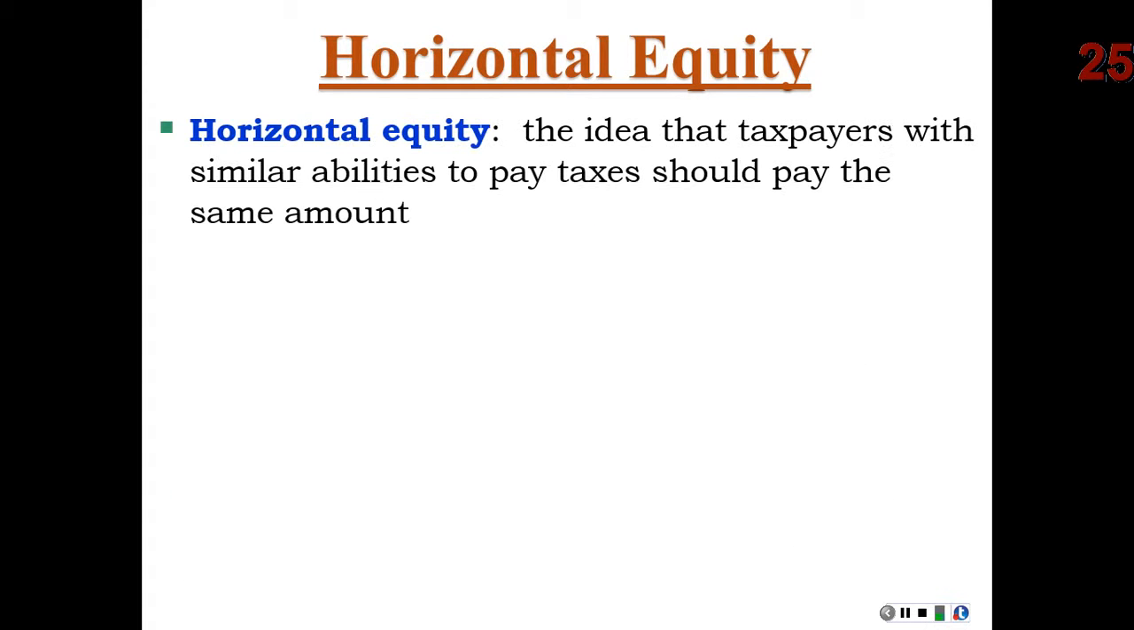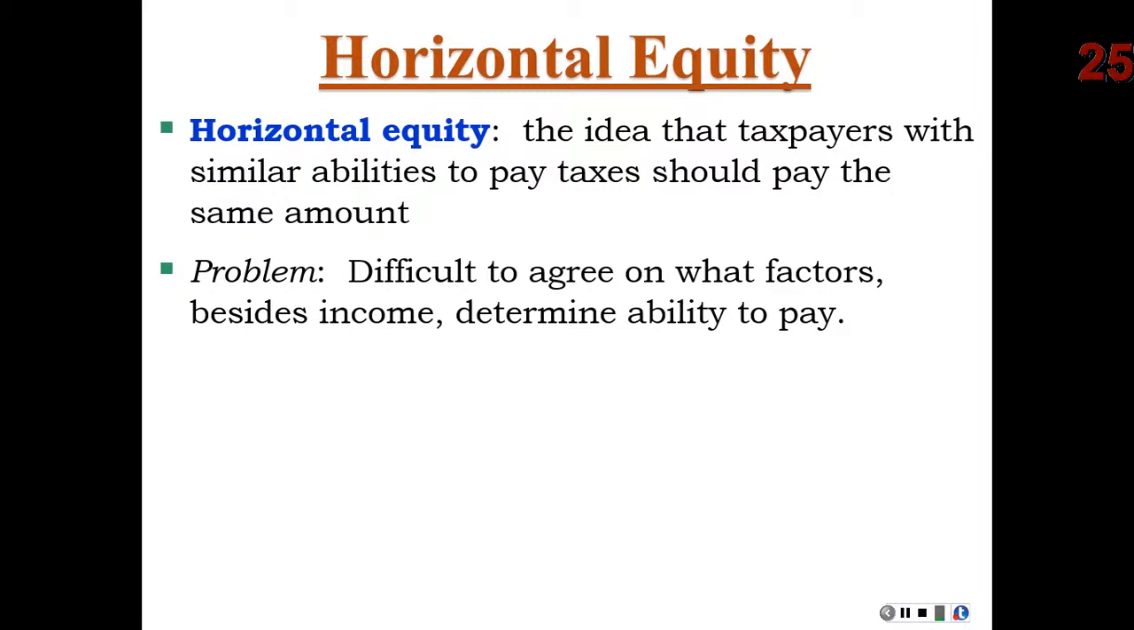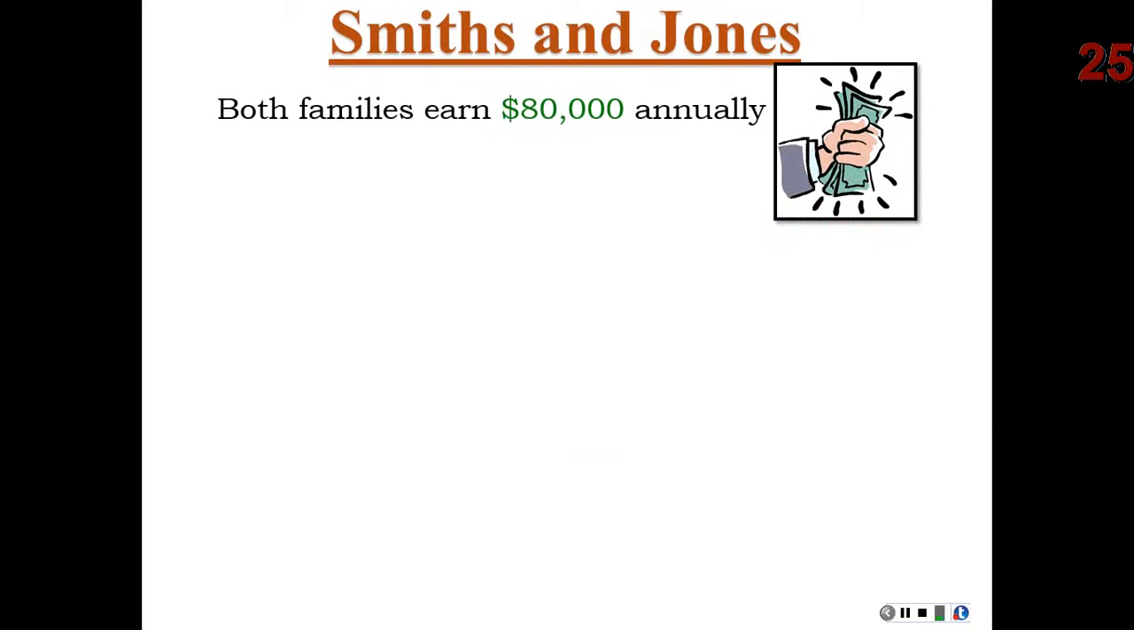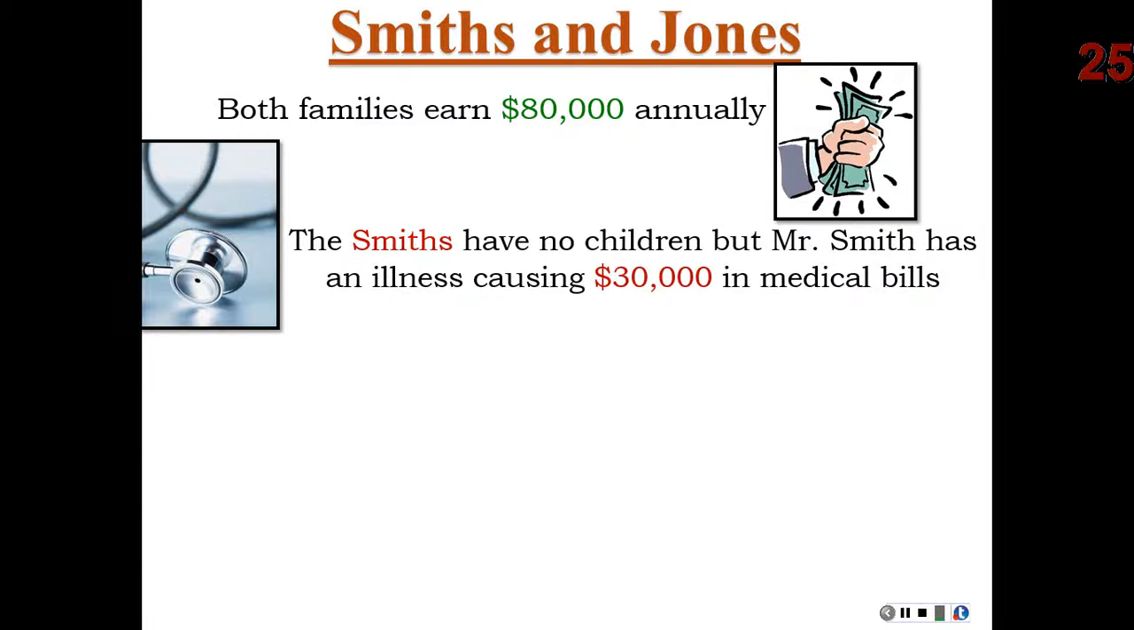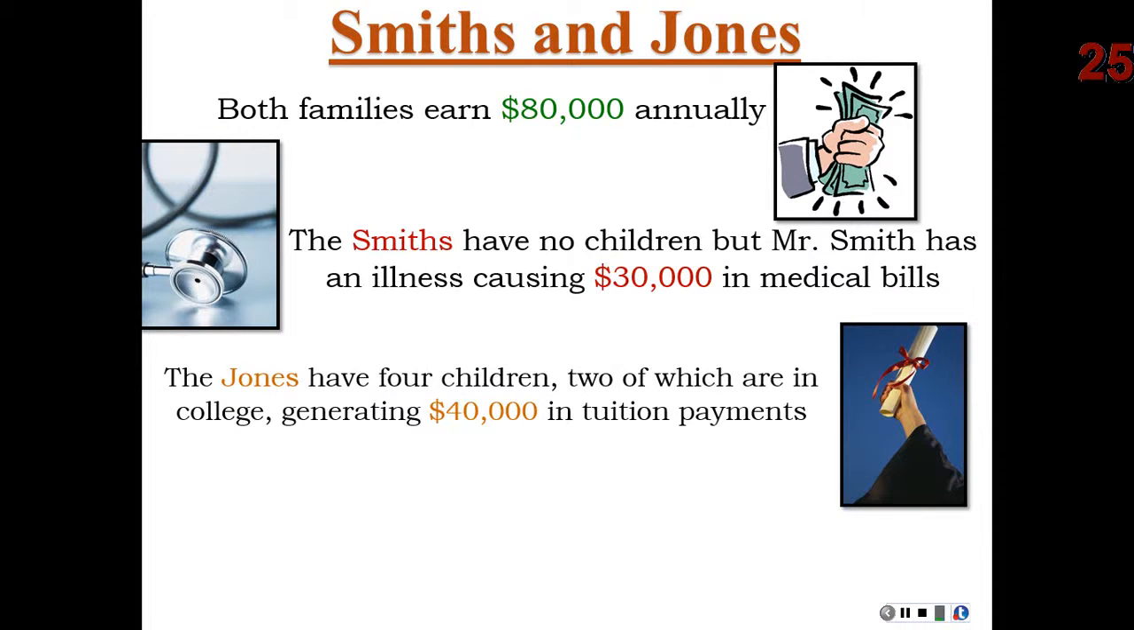For example, horizontal equity. This is the idea that taxpayers with similar abilities to pay should pay the same amount in taxes. Again, the problem is it's difficult to agree upon what factors besides income determine ability to pay. Let's look at one example. We have two families that earn $80,000 annually. One family has no children, but Mr. Smith has an illness causing $30,000 in medical bills in the given year. Okay, we've got another family who didn't have any medical bills, but they have 4 children, and 2 of them are in college generating $40,000 in tuition payments.